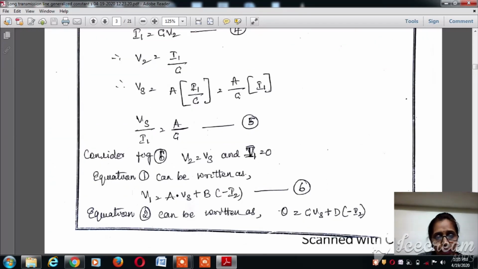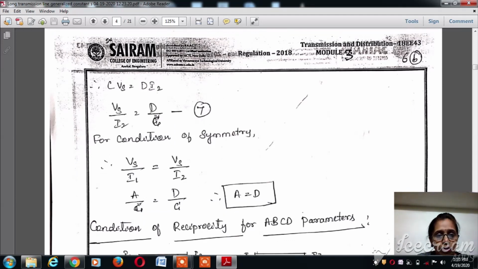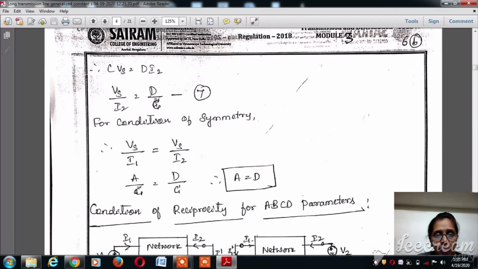Now equation 2 can be rewritten as, since the condition says that V1 is equal to 0, 0 is equal to C into Vs plus D into minus I2. Now C into Vs is equal to D into I2. Vs divided by I2 is equal to D divided by C. Keep this as equation 7. Now we have found all the 4 parameters, that is, the ratios.